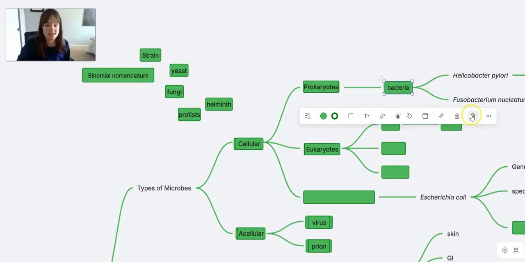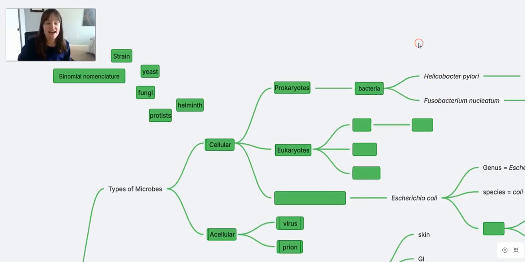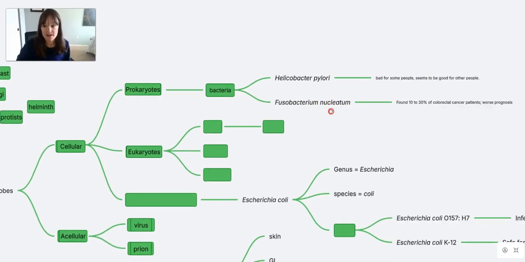So I gave you two examples of types of bacteria that I find interesting. I asked you to watch the video The Edge of Wonder to learn about the human microbe and the complex relationship we have with the microbes that live in and on our body. Two microbes that stood out to me were Helicobacter and Fusobacterium. I thought it was interesting that Helicobacter is bad for some people, seems like it could be good for others, and it depends on the context and the location. I think that highlights just how complex our relationship is with microbes.